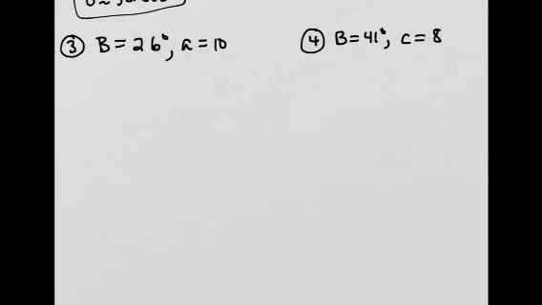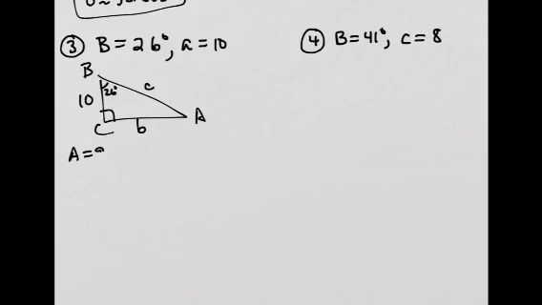Alright, so in numbers 3 and 4, you're given an angle and either the leg, like on number 3, or the hypotenuse on number 4. So draw your triangle and label properly. So this would be 26 up here. A would be 10 right here. This is B and this is C. So angle A is a complement of angle B. So angle A would be 90 minus 26, which would give you 64 degrees right there for A.